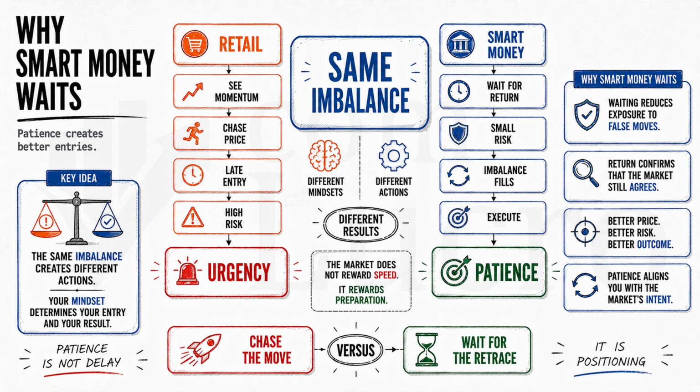Smart money treats it the opposite way. Instead of chasing the impulse, they wait for price to return into the gap and enter where risk is small and the imbalance is being closed. So the same feature triggers two different reactions. The crowd feels urgency and jumps in high. The professional feels patience and waits for the retrace. When price comes back to fill it, you are not guessing. You are standing exactly where the imbalance was always likely to be resolved.